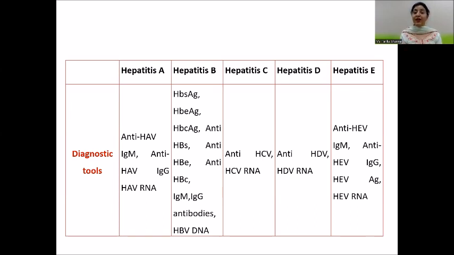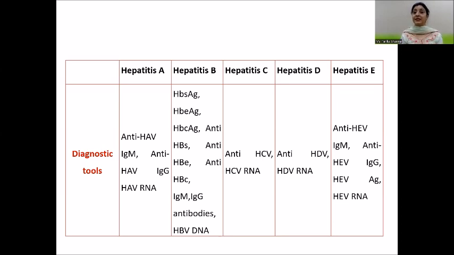For the diagnosis of hepatitis B, we perform different testing, like we can test the HBs antigen, HBe antigen, HBc antigen. इसमें क्या है ये, surface antigen and e antigen and core antigen. Then you have anti-HBs antibodies, anti-HBe antibodies, anti-HBc antibodies, IgM, IgG antibodies, and then your viral count, viral load, that is your HBV DNA load you will be checking.